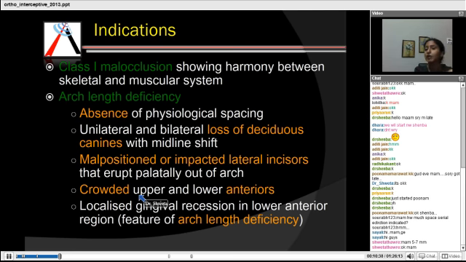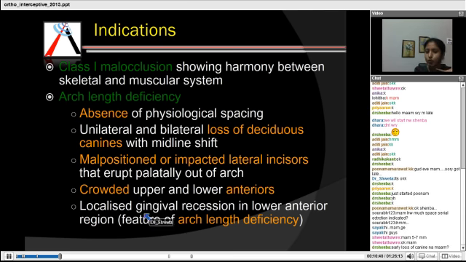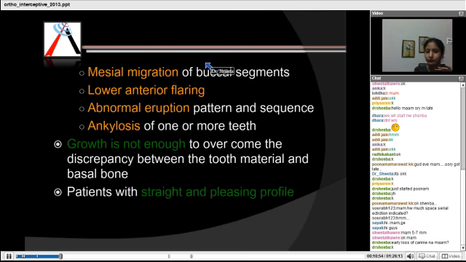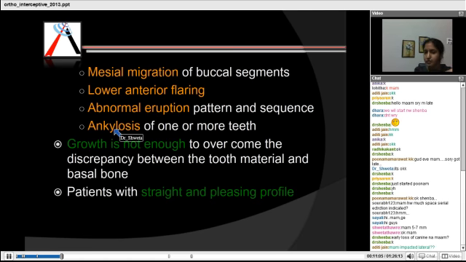Crowded upper and lower anteriors. Localized gingival recession. Yes, early loss of deciduous canine, either unilateral or bilateral. Okay. Mesial migration of buccal segments. Lower anterior flaring. Abnormal eruption pattern and sequence. Ankylosis of one or more teeth.